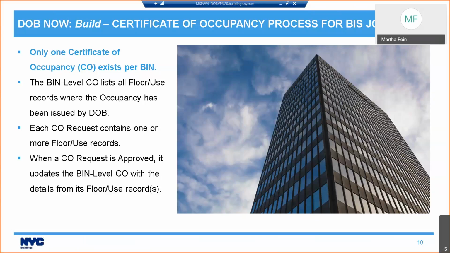But when the request is approved, what it's going to do is it's actually going to update the bin level certificate of occupancy with the details. And when you go to print your certificate of occupancy, which I will talk about later in this presentation, it's going to list not just the floors that you were doing work on, but it's going to list every floor use that DOB granted occupancy on. So when you go to print it, it's going to show everything in the building where DOB has granted occupancy.